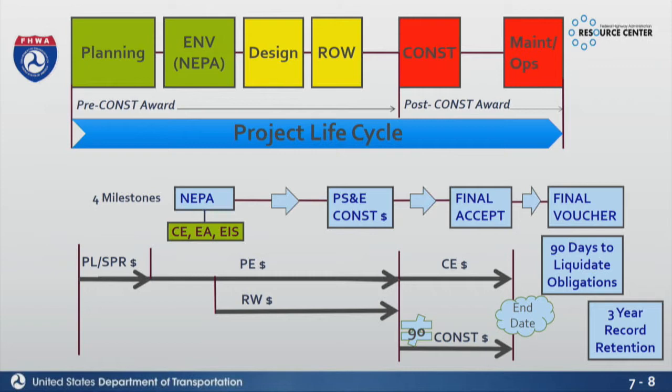Then we're identifying in the very beginning what that end date's going to be for the project. Final acceptance is when the engineers, for the most part, have accepted that the project's done. They've told the contractor, okay, everything's good to go. The roadway's open to the public, but there's still a lot of activities that can happen after final acceptance that we have to account for in that period of performance.